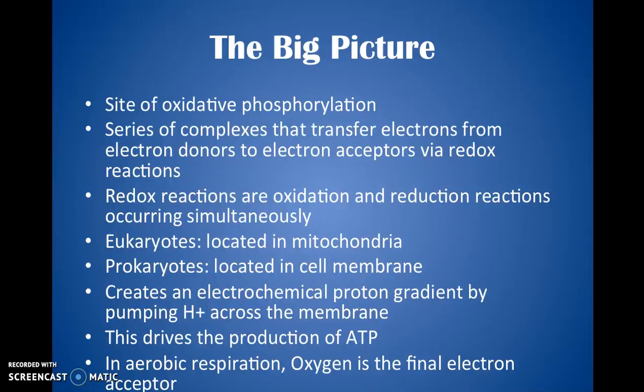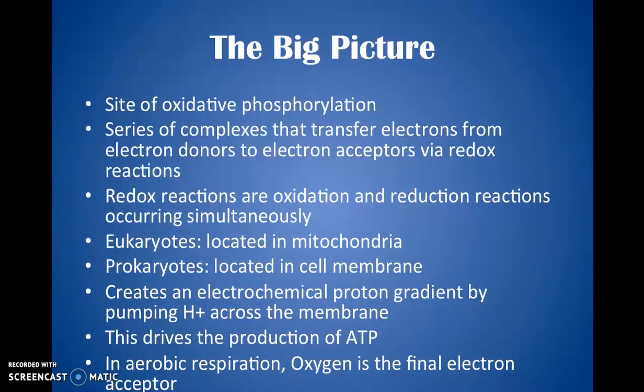So basically, the big picture of what the electron transport chain is: it is the site of oxidative phosphorylation, which is the last step in cellular respiration. And basically, it's just a series of complexes that transfer electrons from electron donors like NADH and FADH to electron acceptors via redox reactions. And redox reactions are oxidation and reduction reactions which occur simultaneously.